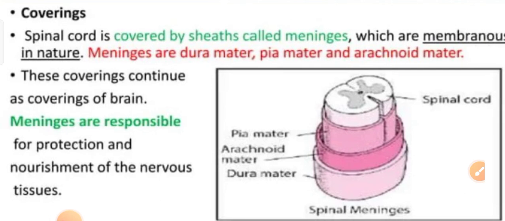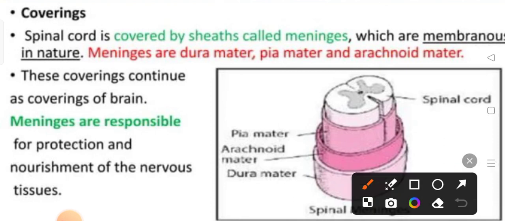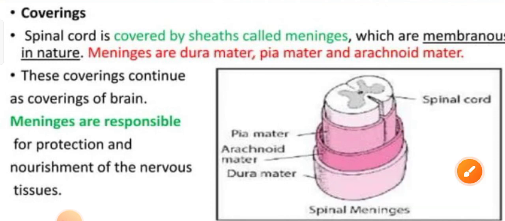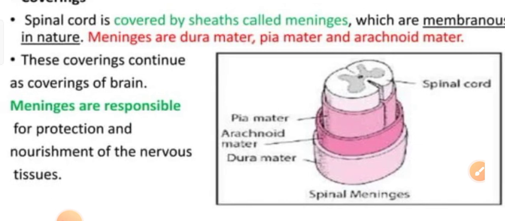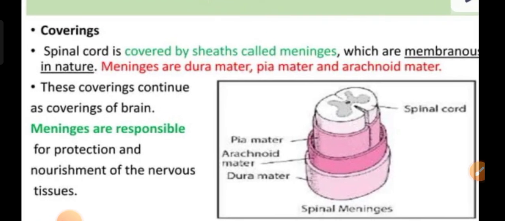Covering. The spinal cord is covered by sheaths called meninges, which are membranous in nature. This is also an important point. Shape, size, weight, everything you have to know. The meninges have layers: an outer layer, a middle layer, and an inner layer, the dura mater, arachnoid mater, and pia mater. These coverings continue as the coverings of the brain. Meninges are responsible for the protection and nourishment of the nervous tissue. These are very, very important for you.